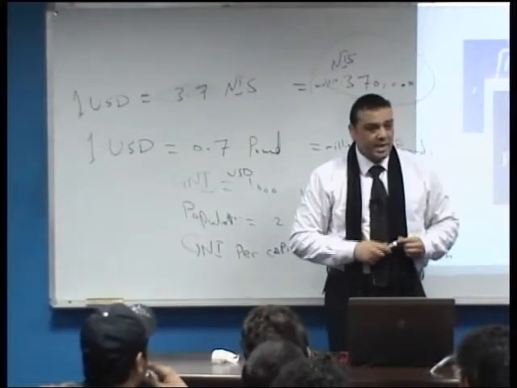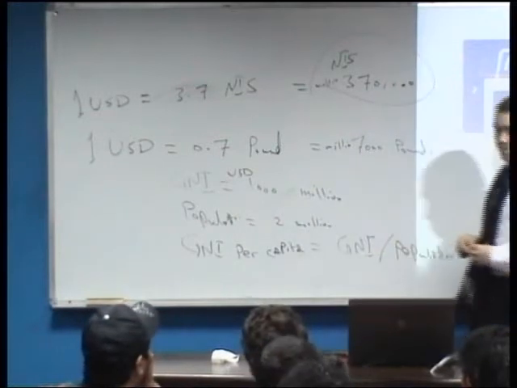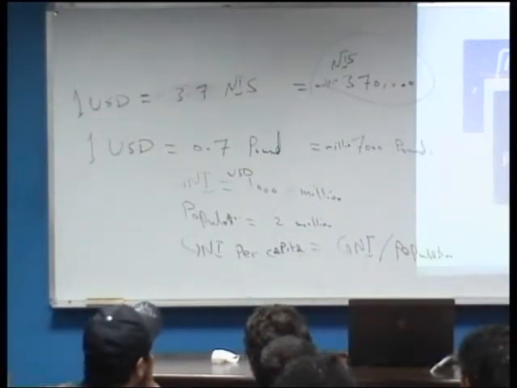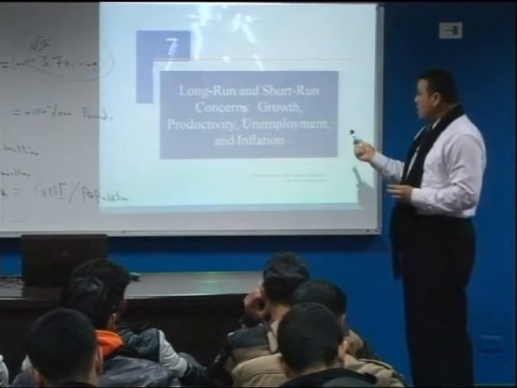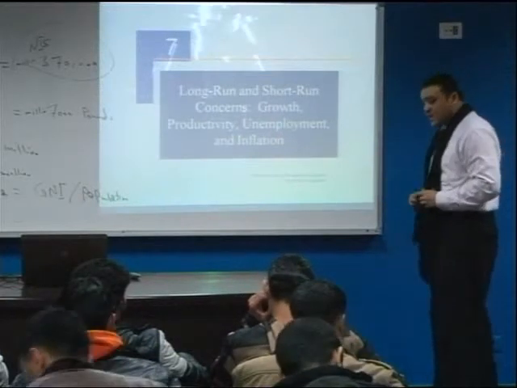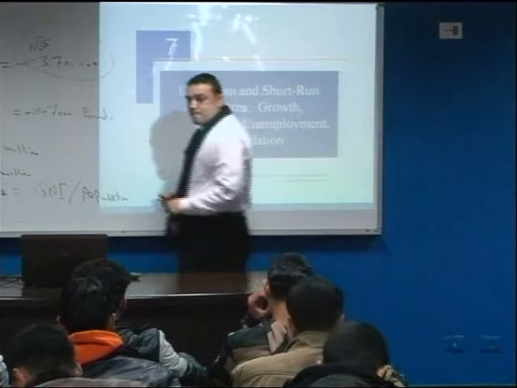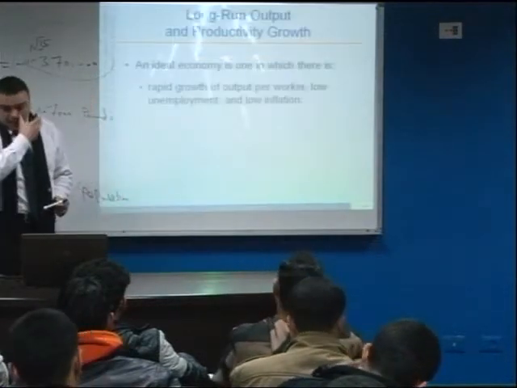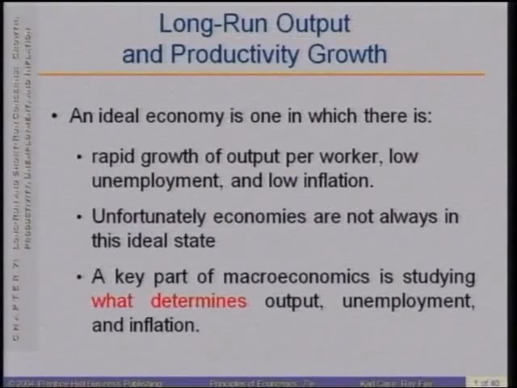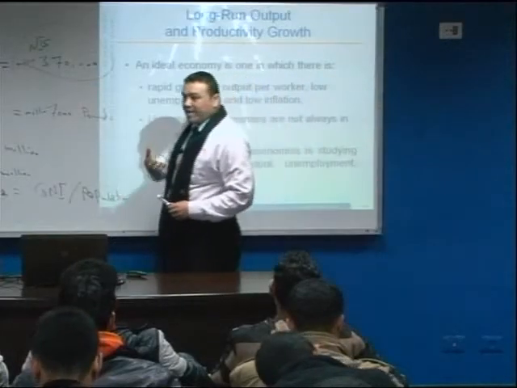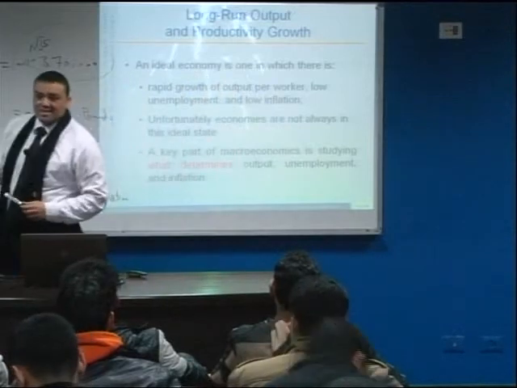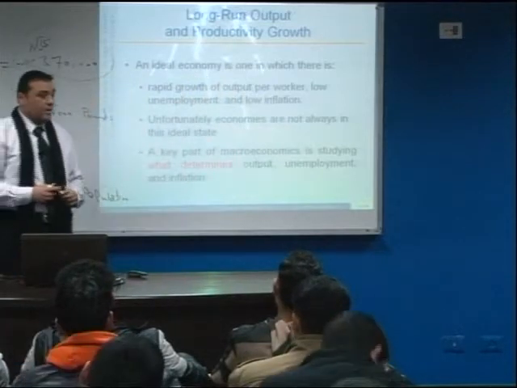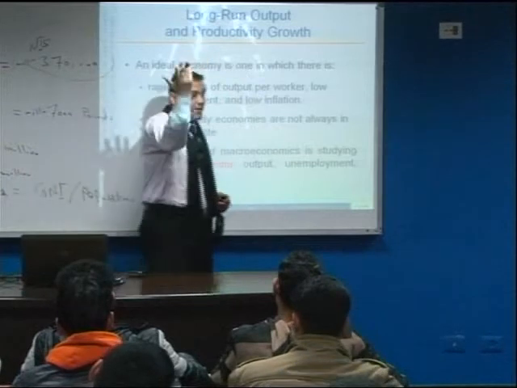Let's begin with chapter 3, which is the long run and short run concerns, including growth, productivity, unemployment, and inflation. So, as you know, the ideal economy, the best or optimal economy, has a low unemployment rate, low inflation, and a high growth rate.